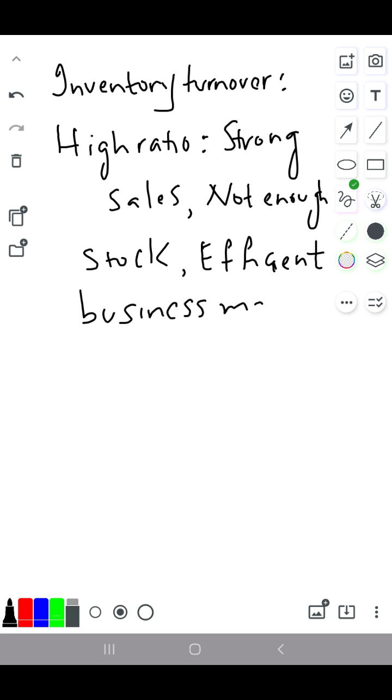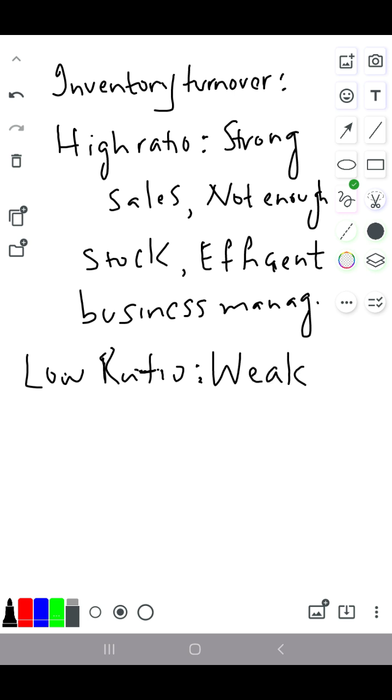So this has to do with management. Now, apart from business management, there are other things that the inventory turnover ratio will tell you, but we're not going to go into much more depth than that. Apart from that, a low ratio has to do with weak demand.